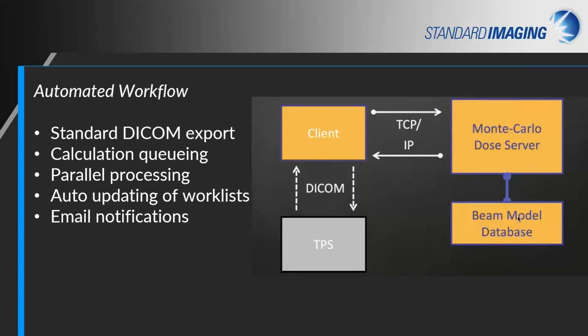As I already mentioned, the workflow to get to this point is fully automated. A DICOM export from the treatment planning system cues the calculation. There's parallel processing to optimize this throughput. Once a calculation is done, the workflow is automatically updated and the user can configure an auto email distribution list to let people know when calculations are done and the results are ready for review.